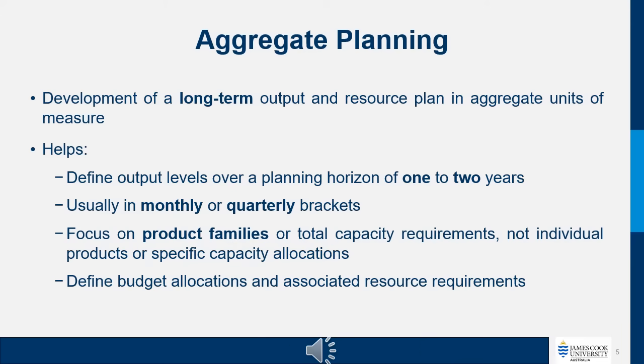So aggregate planning is usually for a long-term output, and it helps to, for example, define output level over a planning horizon of 1 or 2 years, usually in monthly or quarterly brackets. Focus on product families, and also we need to define budget allocation and associated resource requirements.